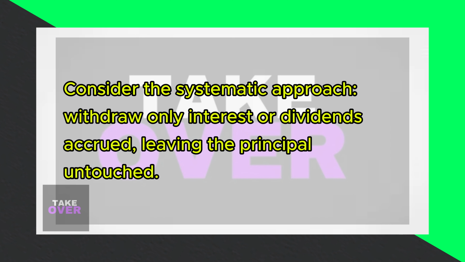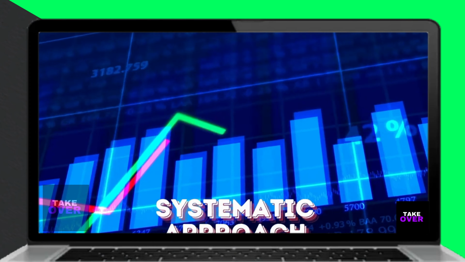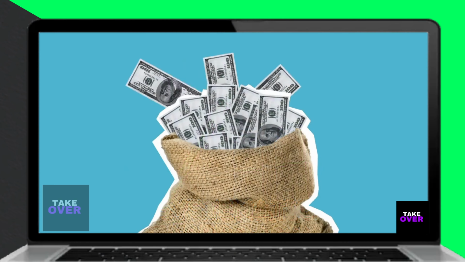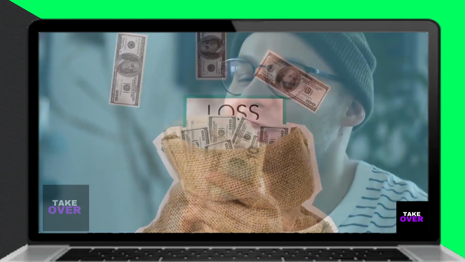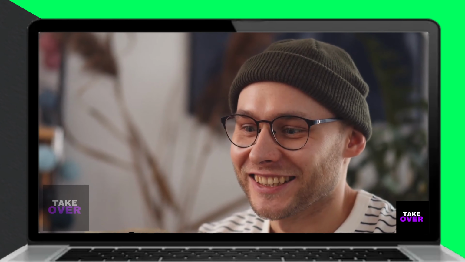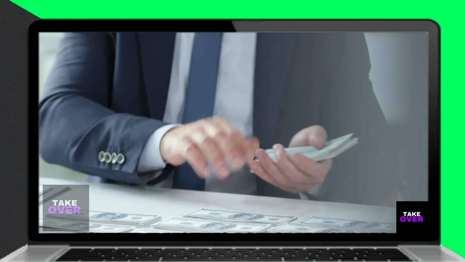Finally, try the systematic approach. Here, you'll only withdraw the interest or dividends accrued by your investment and leave the principal. This ensures you'll always have money in your retirement account, but requires a large principal to meet your needs and is subject to the market's performance.